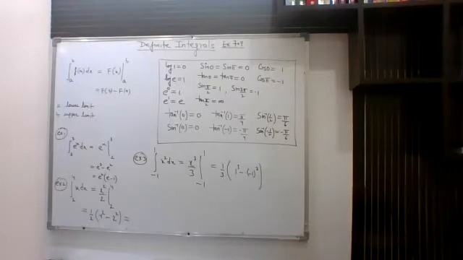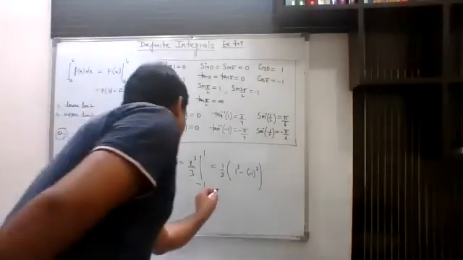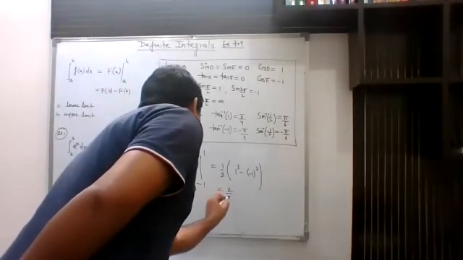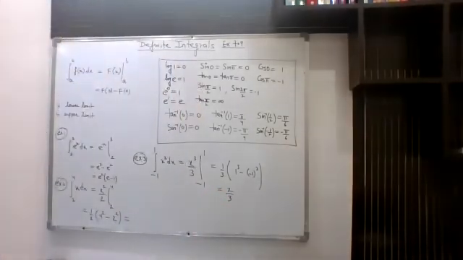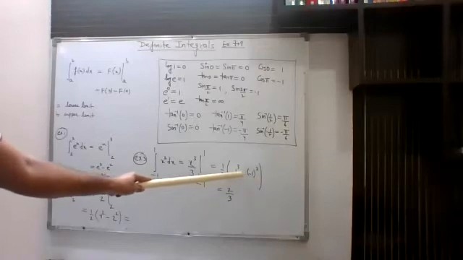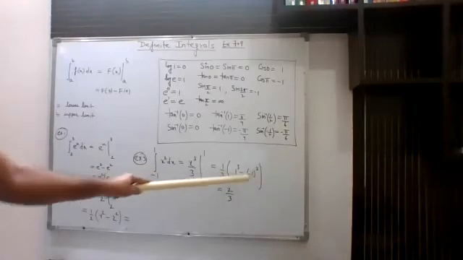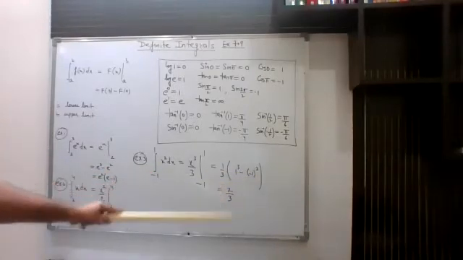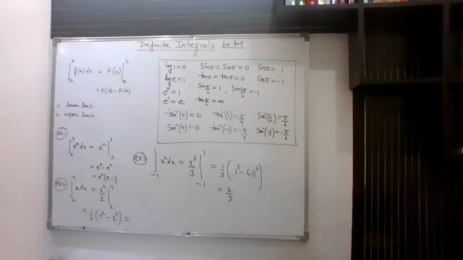So you can see that it will become 1 plus 1. So it is 2. So finally, you will get the answer as 2 by 3. Because this is minus 1 to the power of 3, so it will become minus 1. So minus and minus will become plus. So 1 plus 1, ultimately we get this as 2. So 2 by 3 will be the final answer.